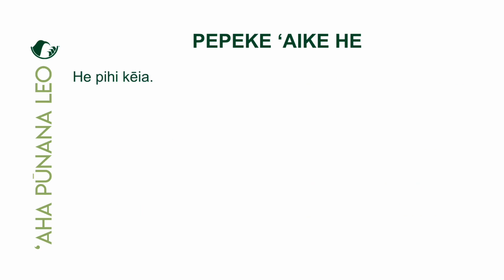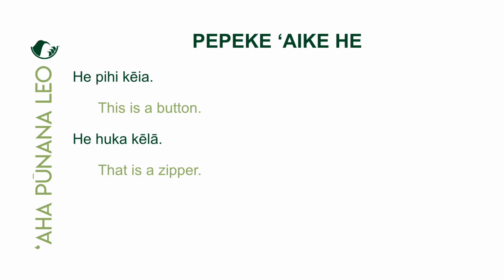Okay, so let's take another simple phrase. He pihi keia. Yeah, he pihi keia. Pihi is button. This is a button. He pihi keia. Ho'opili mai. He huka kela. He huka kela. That is a zipper. Alaila keia. He ili kuapo kena. He ili kuapo kena. Okay, that is a belt. And kena, that, close to you, the person I'm talking to.